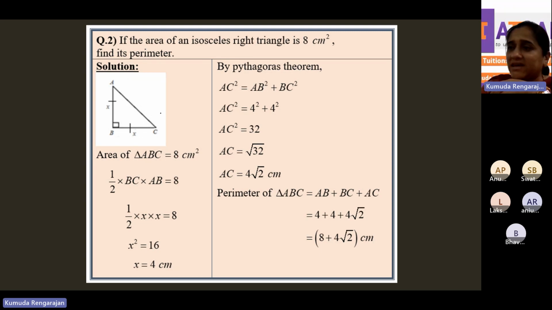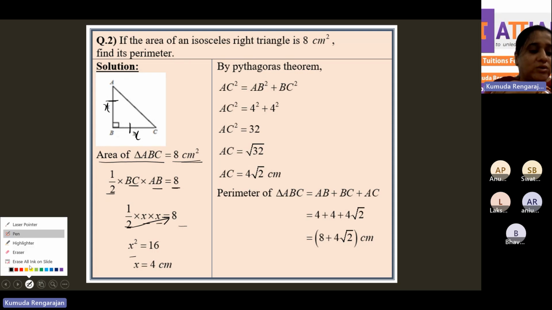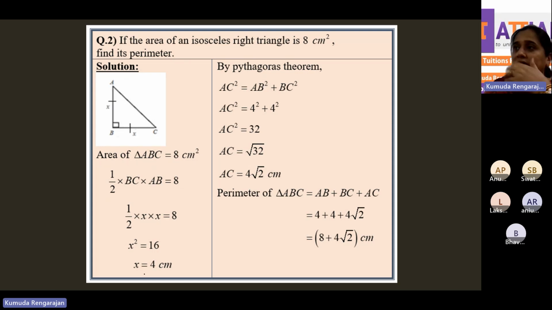But now here, since the area is given, it is enough if you mark the equal sides as X. What is given? Area of the triangle is equal to 8 centimeters square. So half into base into height is equal to 8. Half into x square is equal to 8. X square is equal to, cross multiply, 8 into 2, 16. X is equal to square root of 16, which is 4 centimeters. So you found this is 4, this is 4.